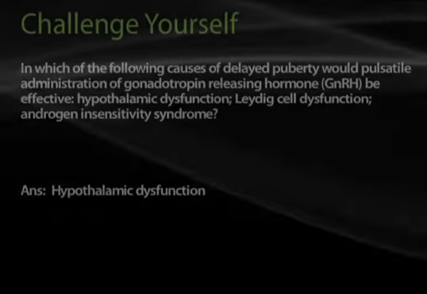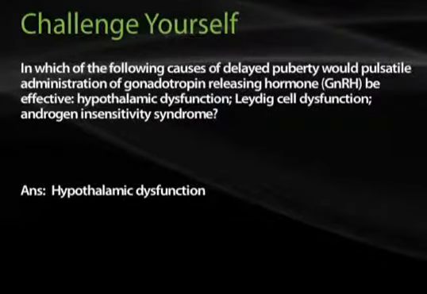The answer would be hypothalamic dysfunction, because it is the pulsatile activity of GnRH on the anterior pituitary to then drive pulsatile activity of FSH and LH, which cause the onset of puberty. Leydig cell dysfunction would just be a dysfunction of testosterone production, and androgen insensitivity syndrome would just be a defect in development, both in utero and during puberty, but not affect the onset of puberty.